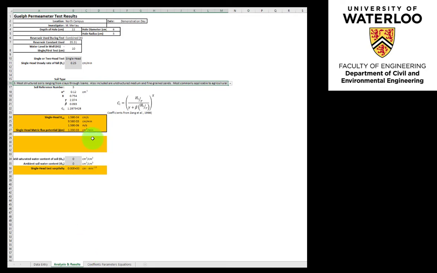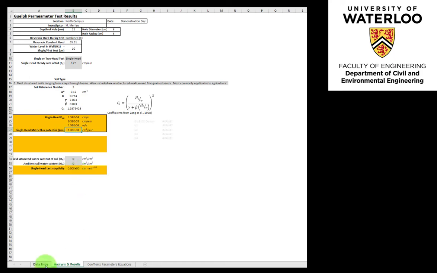And returning back to the analysis sheet, we then identify that for the soil that's selected, the various parameters are identified and related to that particular soil type, and then the single head saturated hydraulic conductivity is calculated and is provided in 3 different units. Also, this single head matrix flux potential is also calculated. And if one were to actually acquire data from the field in the field saturated water content and or the ambient soil water content, which would then require drying in an oven, one could then also calculate the single head test absorptivity.